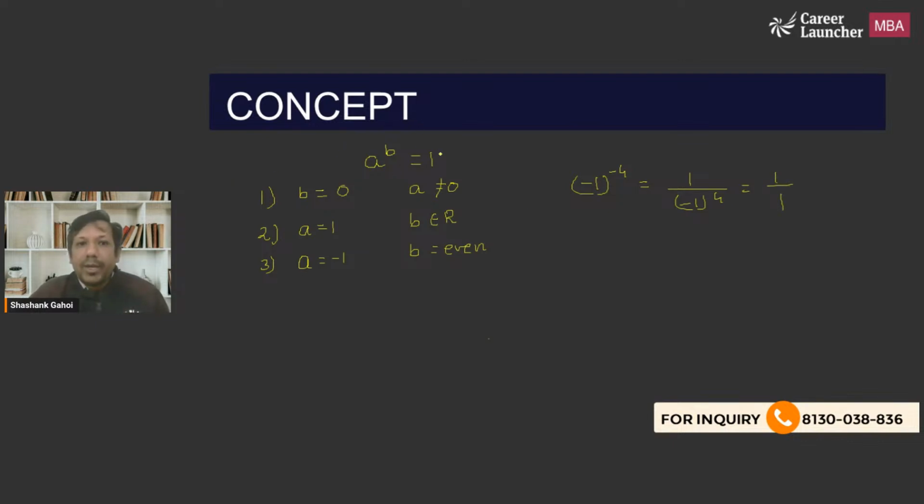So if a power is equal to 1, there are going to be three inferences. The first one, if power is 0, then base can't be 0. If base is 1, then power can be any real number. If base is minus 1, then power has to be even. So there are going to be three inferences.